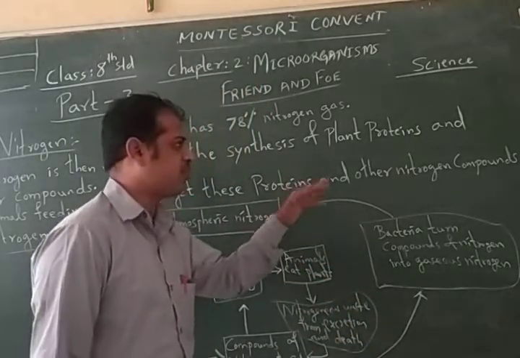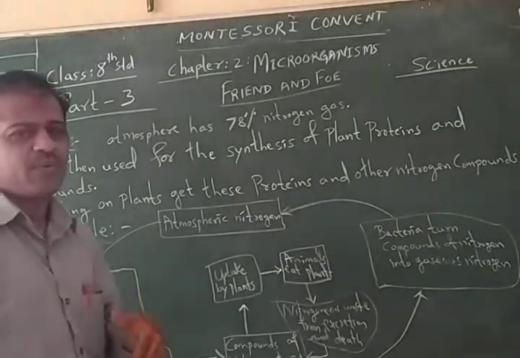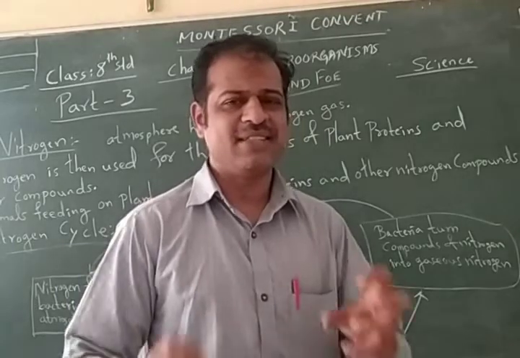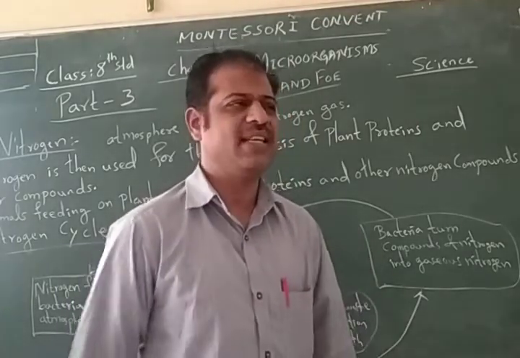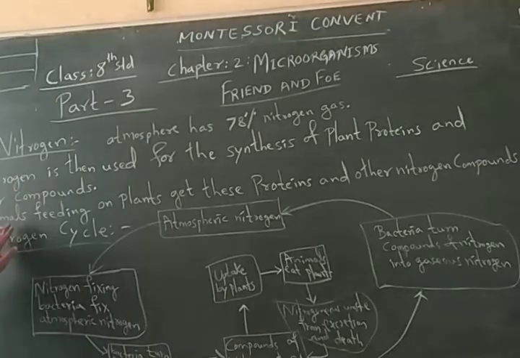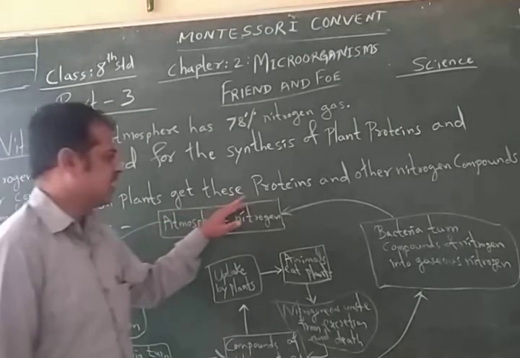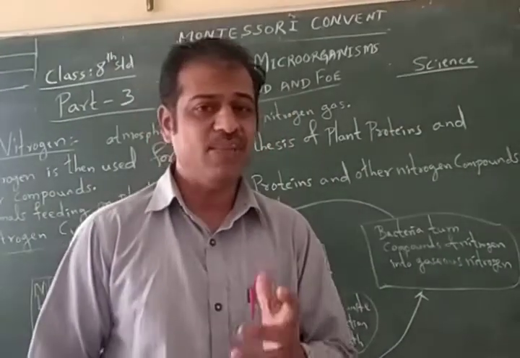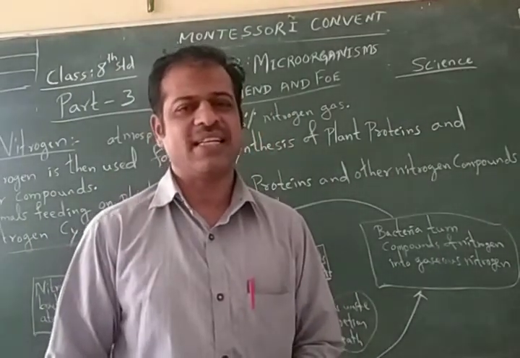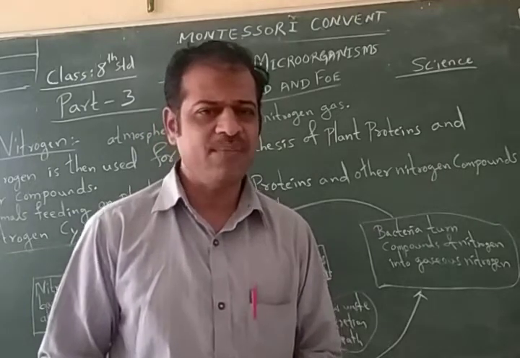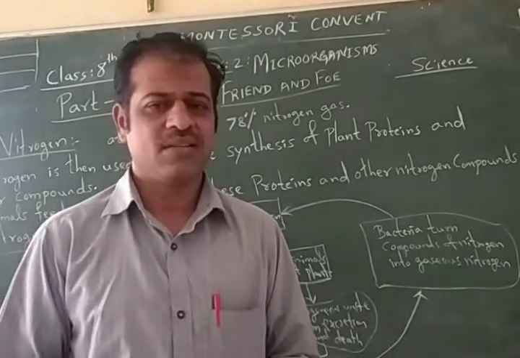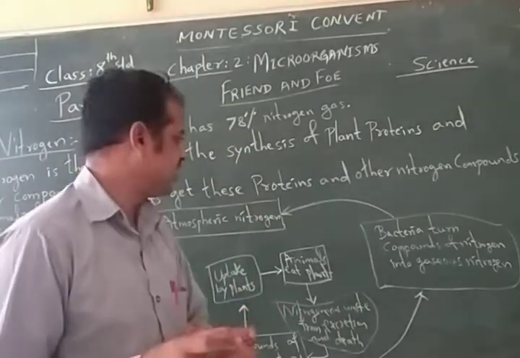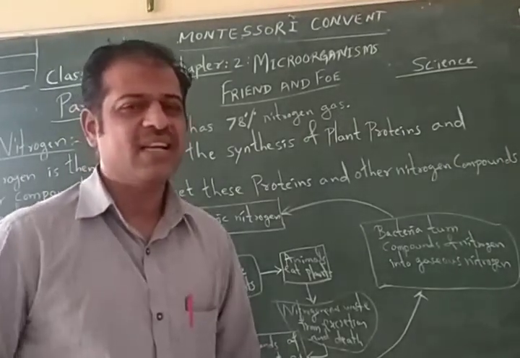Nitrogen is useful for the synthesis of plant proteins and other compounds. Animals feeding on plants get these proteins and nitrogen compounds.